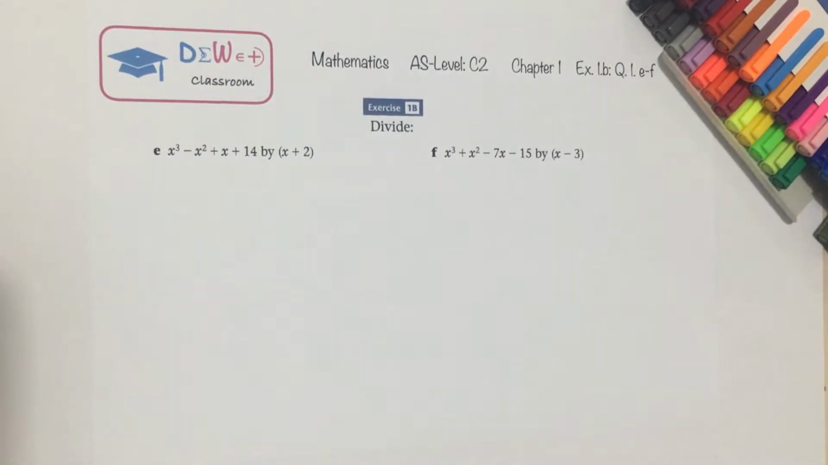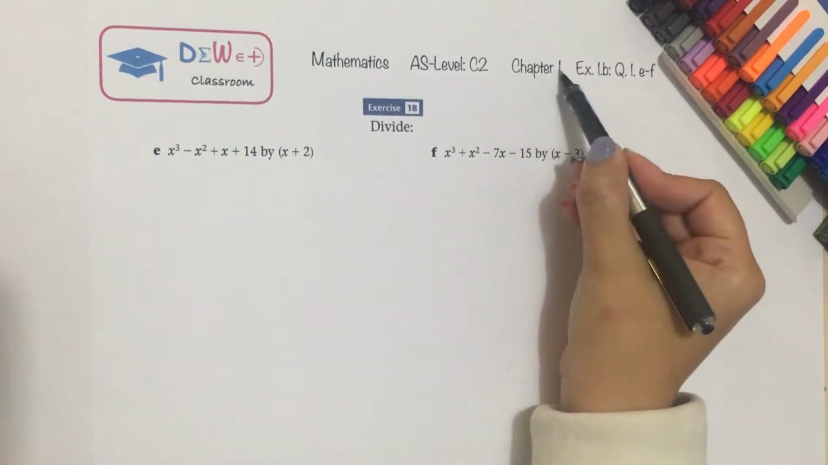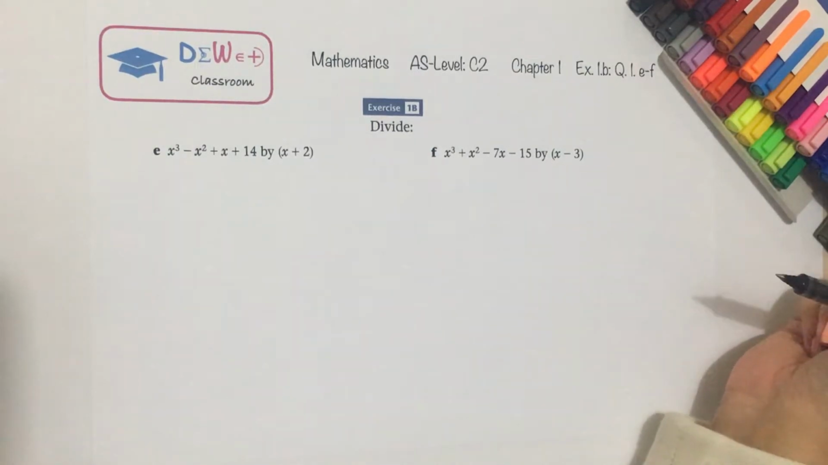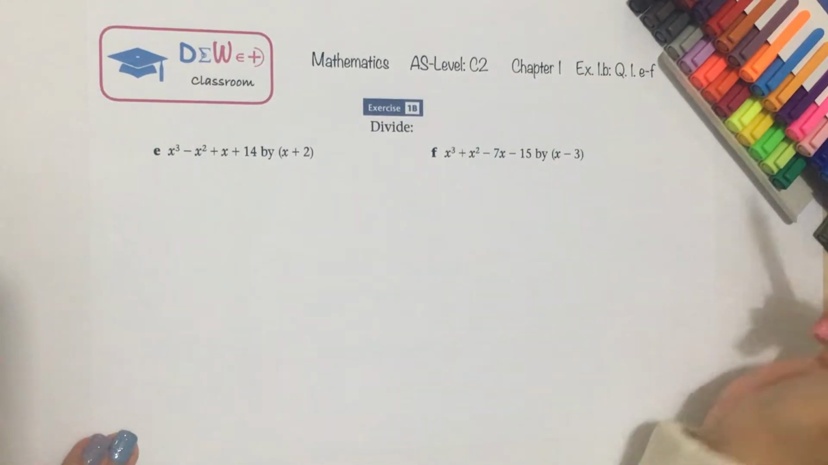In this video we are working from the C2 Core Maths textbook by Pearson, and we are busy with the worked examples of Chapter 1, Exercise 1B, Question 1e and f, dividing polynomials by their factors.